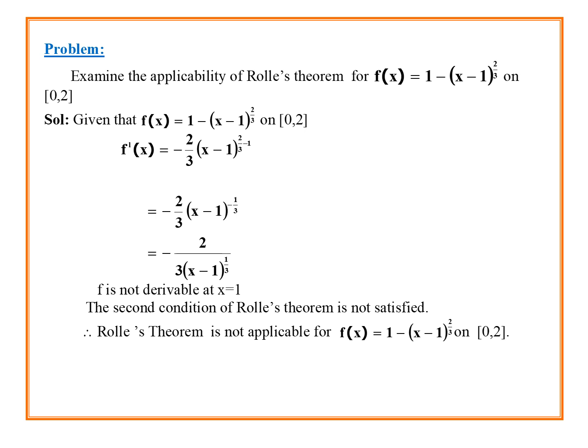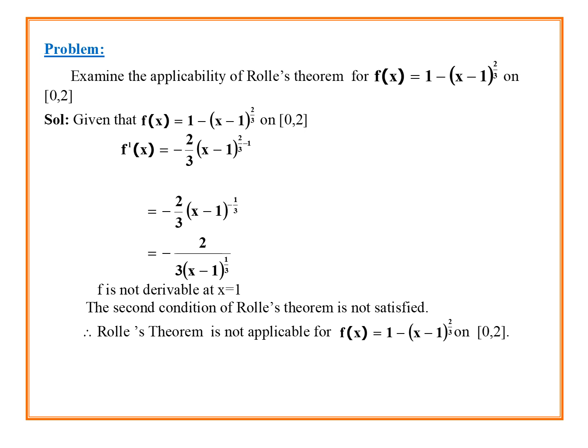Now the derivative of f(x). f dash x is equal to minus 2 by 3 (x minus 1) to the power of 2 by 3 minus 1. Like the derivative of x to the power of n, d by dx of x to the power of n is equal to n into x to the power of n minus 1. Clearly it is in the form of x to the power of n. So minus 2 by 3 (x minus 1) to the power of minus 1 by 3, that is equal to minus 2 by 3 into (x minus 1) to the power of 1 by 3 in the denominator. Clearly, f is not differentiable at x equals 1.